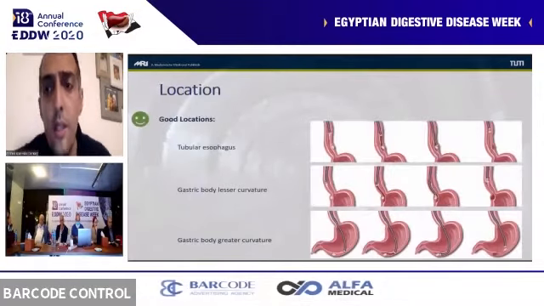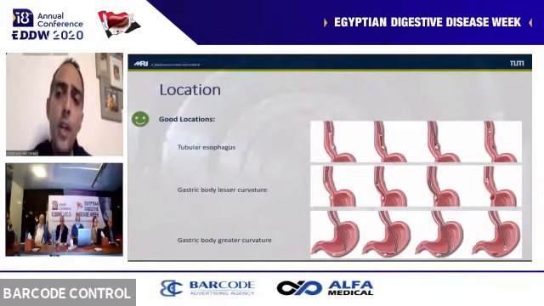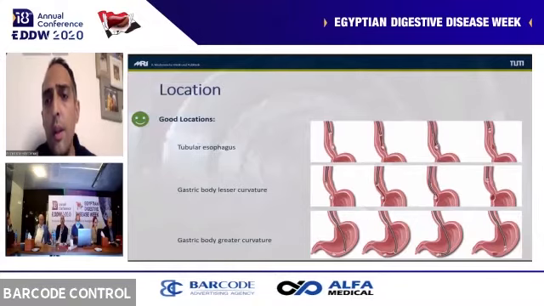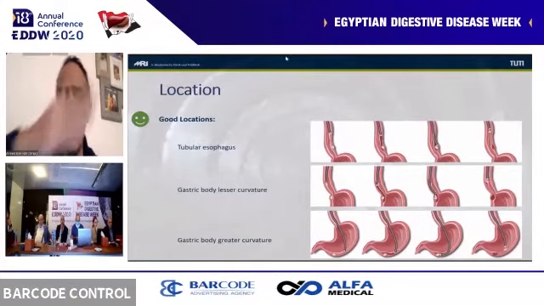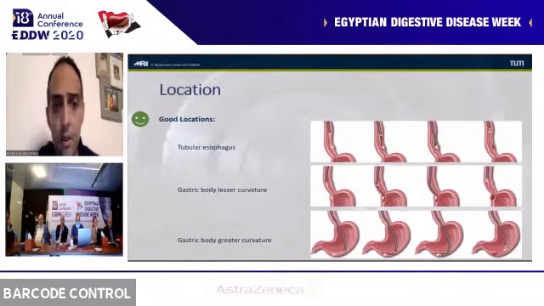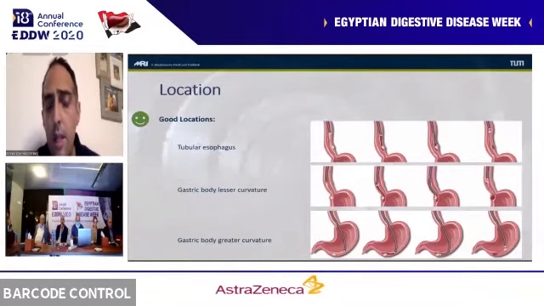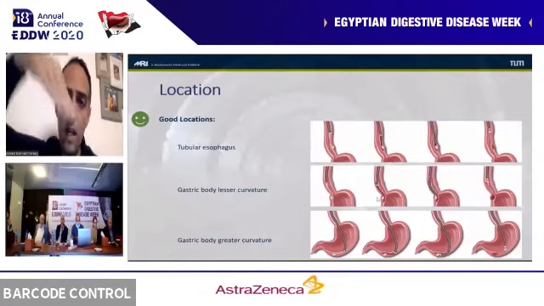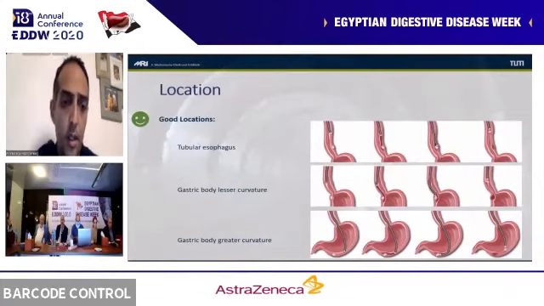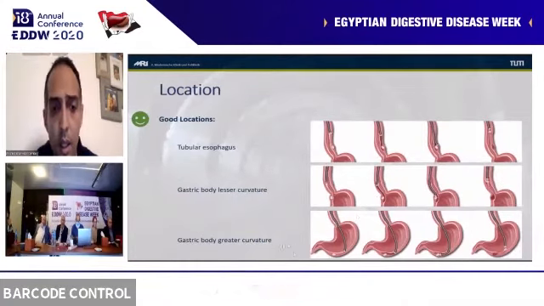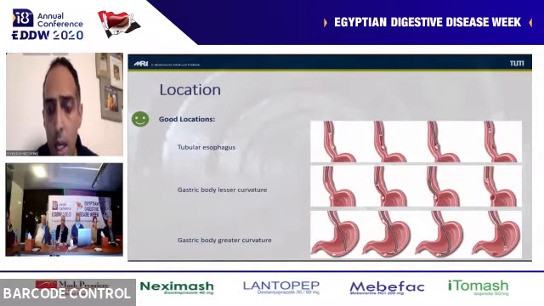The location is another challenge. There are good locations and there are bad locations. Good locations are those where the endoscope will stay straight. This is our tubular esophagus. Gastric body, lesser curvature, as we can see here in this photo, we will have a straight direction. Gastric body, greater curvature: as we can see, we will make a loop in the stomach and the distal body, and then we will have a very good stable position.